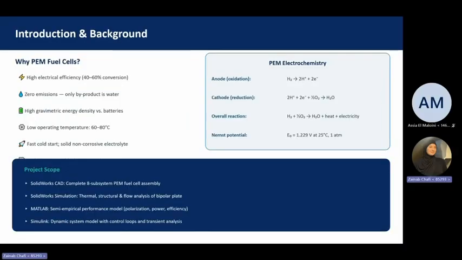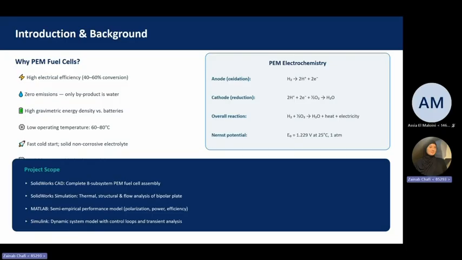First, let's understand what a PEM fuel cell is. As you can see in the slides, a PEM fuel cell converts hydrogen and oxygen into electricity through an electrochemical reaction. Compared with conventional energy sources, PEM fuel cells have many advantages. They produce zero harmful emissions because the only byproduct is water. They also have high efficiency, operate at relatively low temperatures between 60 and 80 degrees Celsius, and can start quickly.